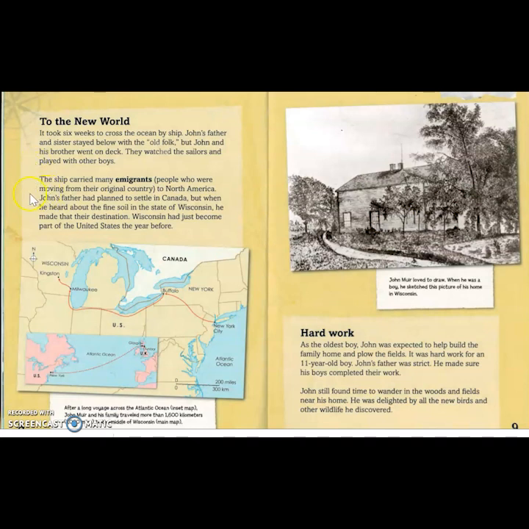We know that the ship is carrying many immigrants, and we also know that they're leaving Scotland and coming to North America. They're planning to stop in Canada, but now they've heard about this fine soil in Wisconsin, and they know that's their destination. So once they arrive, they're not going to go to Canada. They are going to travel over here to Wisconsin.